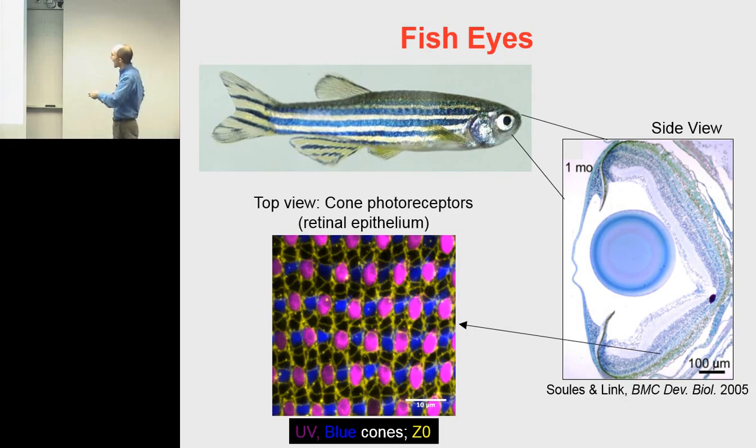And so if you were to now cut out a little piece of this epithelial sheet, the retinal epithelium, and look down onto it from above, what you would see is this. What's notable about this is you'll see that there are alternating purple and blue cells, and they're really always alternating one and the other. So what does that mean?